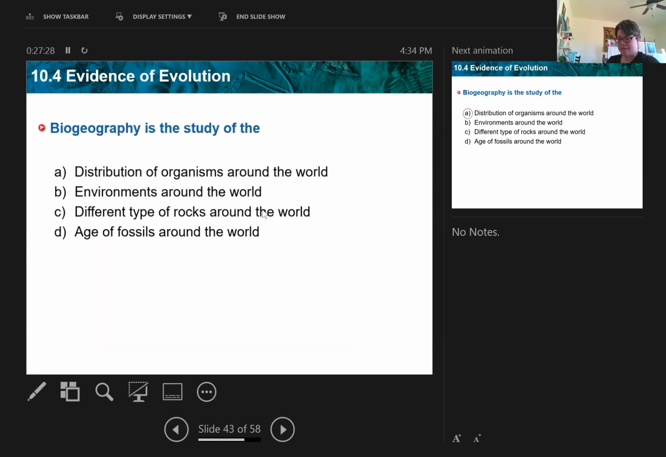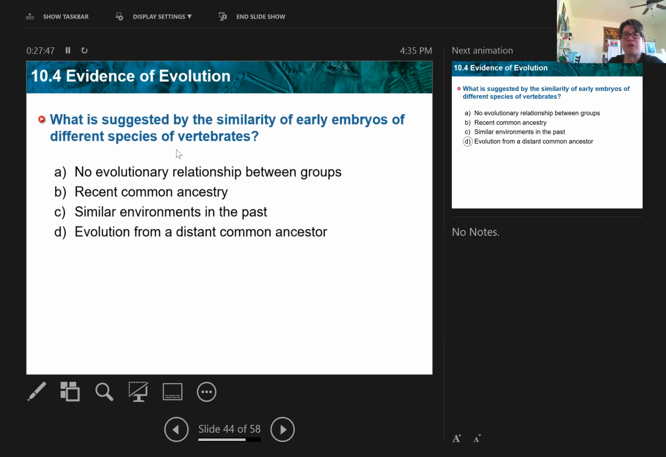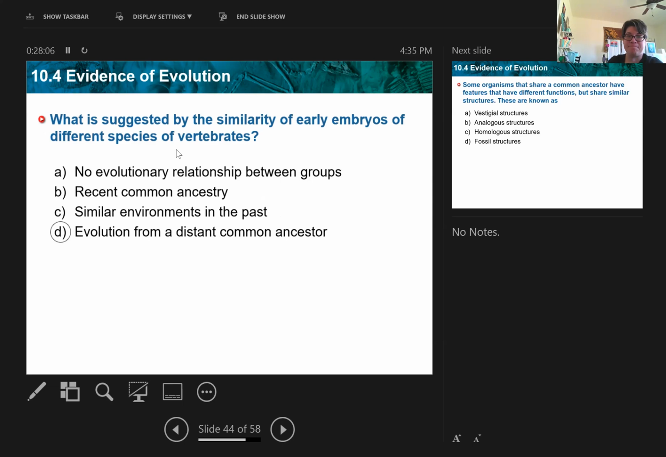Biogeography is the study of what? Distribution of organisms around the world, environments around the world, different types of rocks around the world, and age of fossils around the world. And if you didn't know anything about this word, you could break it down into bio and geography, and you would know that it was A. What is suggested by the similarity of early embryos of different species of vertebrates? So no evolutionary relationship between groups, recent common ancestry, similar environments in the past, or evolution from a distant common ancestor. So your best answer there would be D.